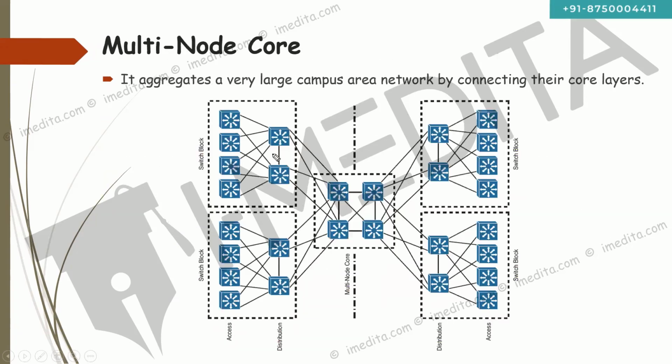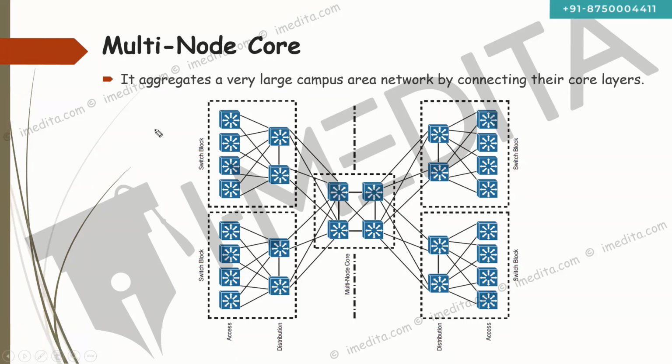This is in a very large campus network. In a very large campus network, we can aggregate buildings like building 1, building 2, building 3, building 4 with multiple core layers. And this type of design is what we refer to as multi-node core. Multi-node core aggregates a very large campus area network by connecting their core layer devices.